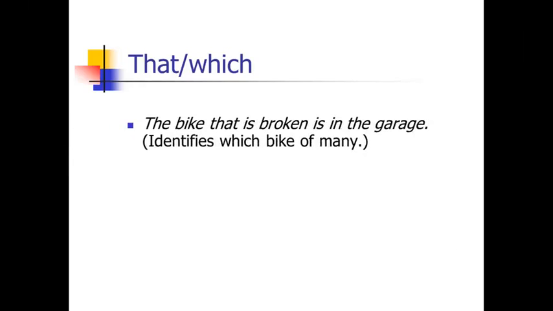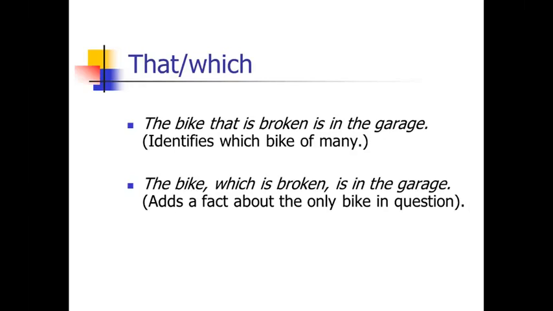A few more examples. So like if you said the bike that is broken is in the garage, that tells you that the bike that's broken is in the garage, the one that's working fine is on the driveway, right? It identifies one bike out of many. So that's essential information, or we wouldn't know what bike you were talking about. Compare that with the bike, which is broken, is in the garage. So this is just adding an extra piece of information about the one bike in question. So everybody knows we're only talking about this one bike, and here's some extra information about it. So again, because it's not essential, it's set off with commas.